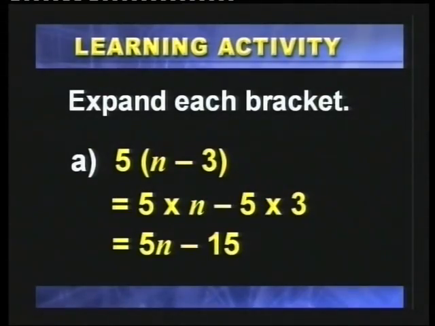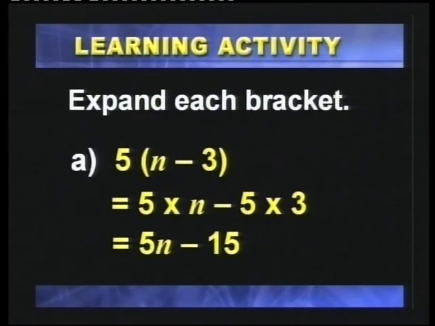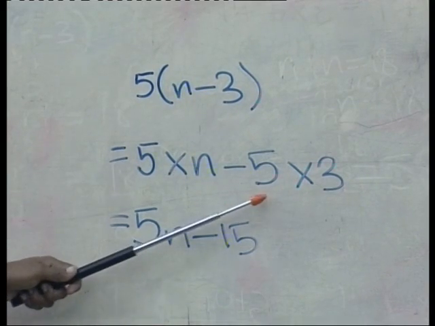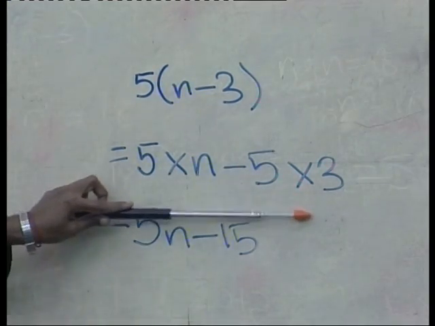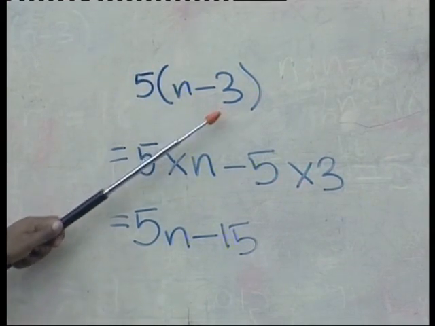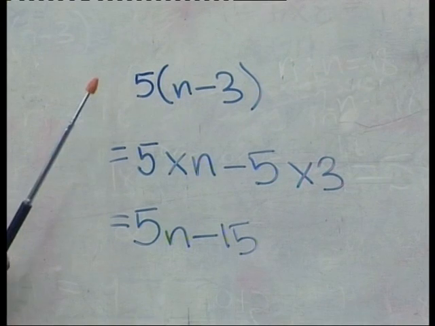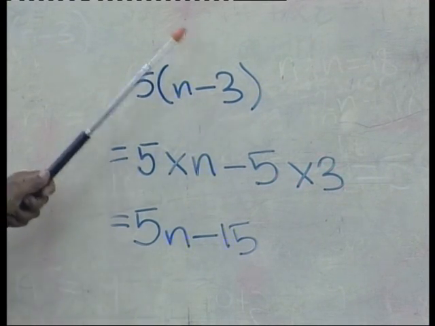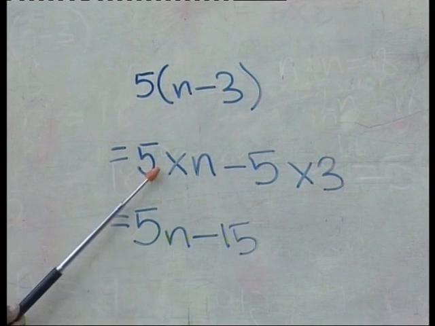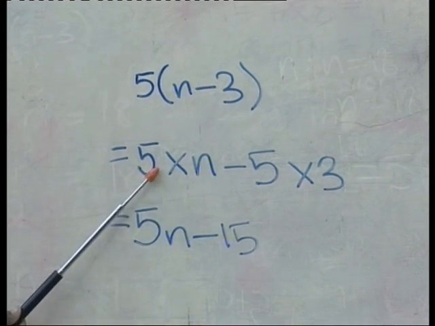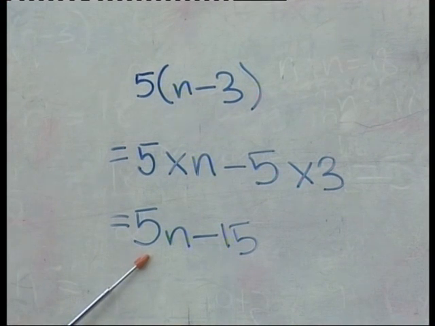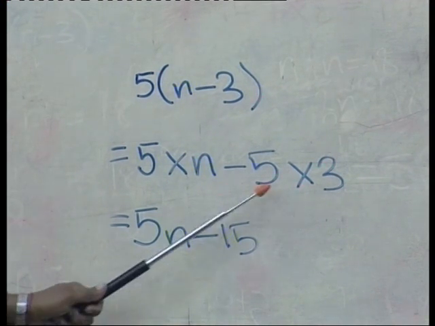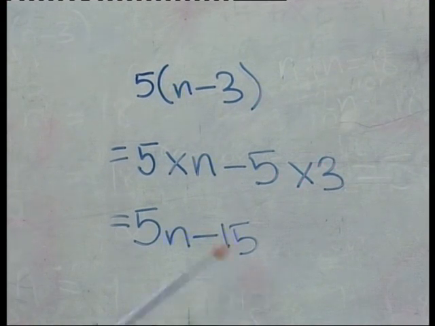When you are expanding brackets, remember, 5 times n minus 5 times 3. You are expanding all the numbers by multiplying the ones in the bracket with the term outside. So we are doing away with the brackets. 5 times n, we leave out the multiplication sign. We have 5n. Subtract 5 times 3, which is 15. So that is how you should have expanded that expression.